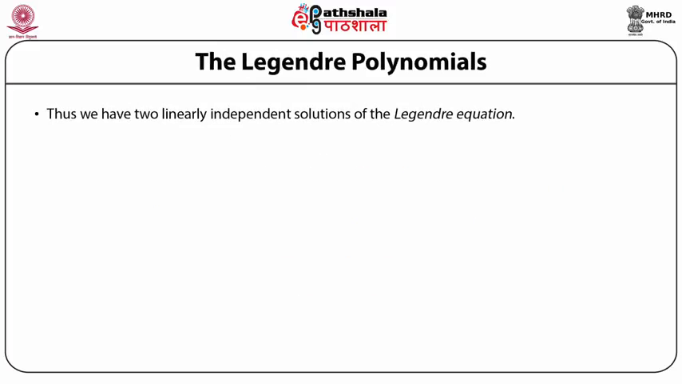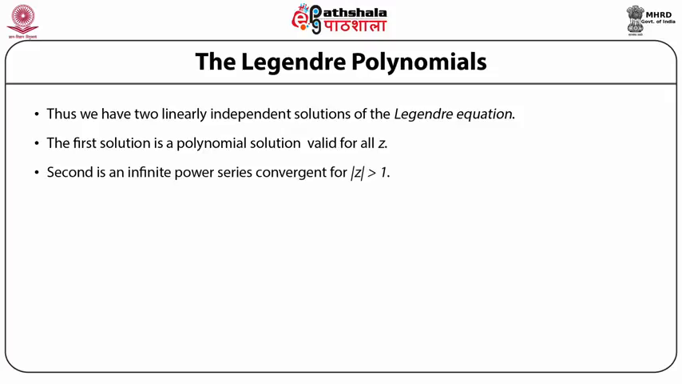Thus, we have again found two linearly independent solutions of the Legendre equation. The first solution is a polynomial solution and is valid for all z, while the second is an infinite power series convergent for mod of z greater than 1. Next, we move on to discuss the Legendre polynomials.